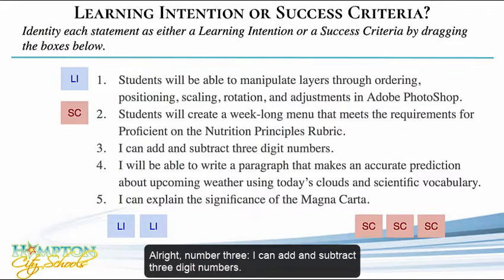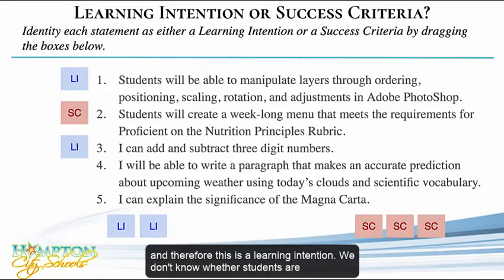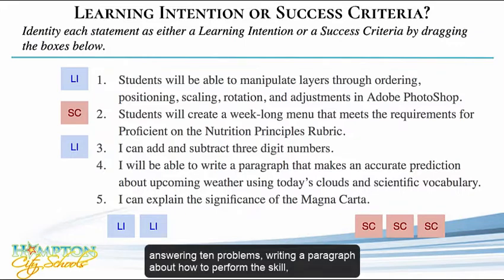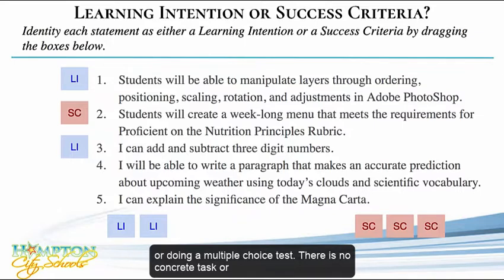All right, number 3, I can add and subtract 3-digit numbers. This statement actually tricks a lot of people because it sounds like a task and therefore it often gets used as a success criteria, but actually it's a skill and therefore this is a learning intention. We don't know whether students are adding numbers from a word problem, answering one problem with just numbers, answering 10 problems, writing a paragraph about how to perform the skill, or doing a multiple choice test. There is no concrete task or measure of proficiency here.